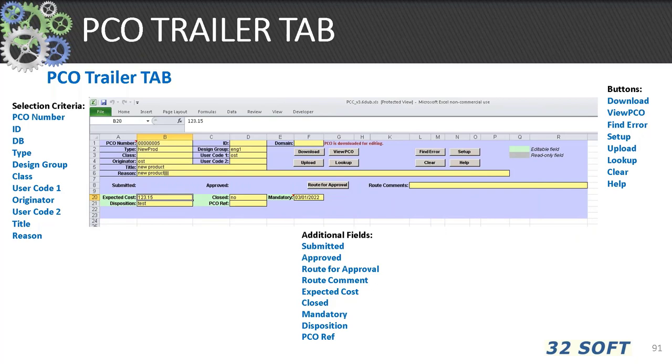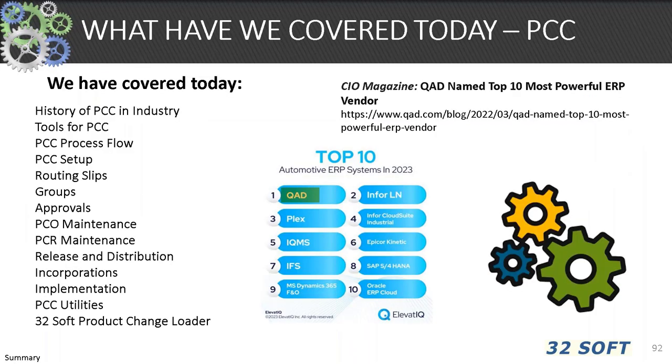As we saw from the PCO body maintenance, here you can modify the PCO number, the ID, the domain, the type, the design group, class, user codes, origin, title, reason. You're also given information about cost, closed status, mandatory, and distribution.